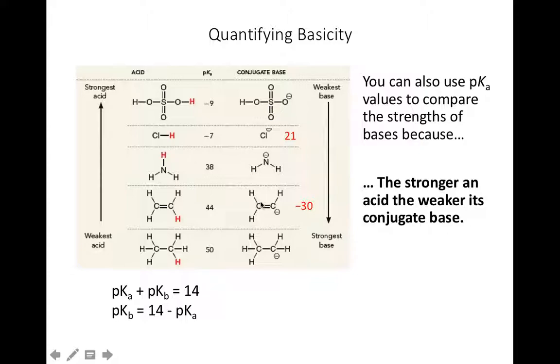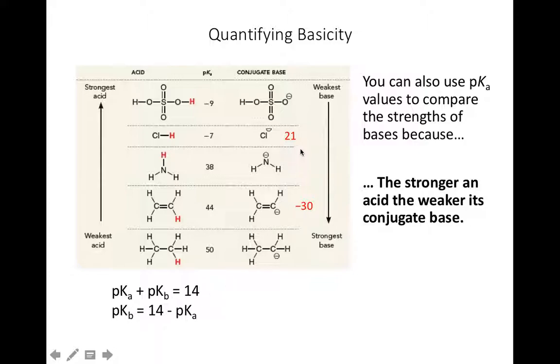And sometimes it can be helpful to do this numerically. So from Gen Chem, we know that if we have a conjugate acid-base pair, the pKa of the acid plus the pKb of the conjugate base is equal to 14. So we can get a numerical value for the pKb. To get the pKb, we'll just do 14 minus the pKa.